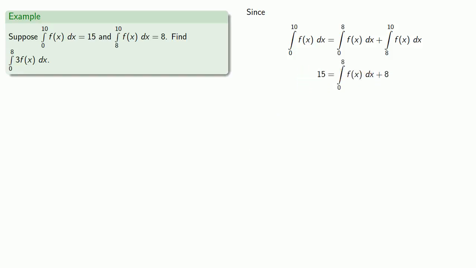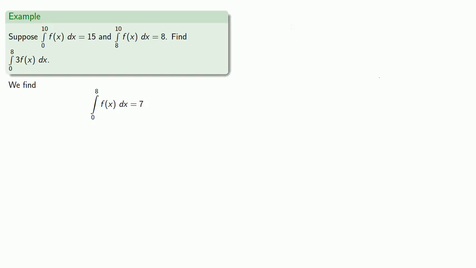And that leaves this integral from 0 to 8 as the only thing we don't know, so we can solve for that. Now you might object and say, well, that's not the answer to the question. And in fact, this is not the answer to the question. But it is a true statement, and these things are almost always useful. So let's go ahead and write that down. In fact, what we're looking for is the integral from 0 to 8 of 3 times f of x. And we're part of the way there.